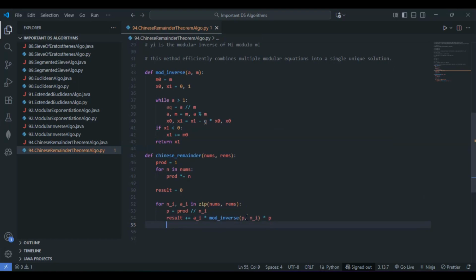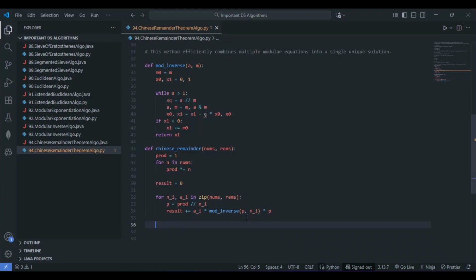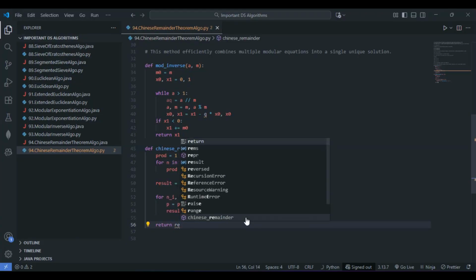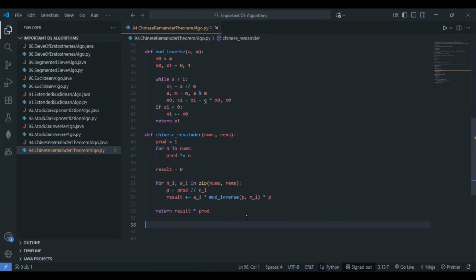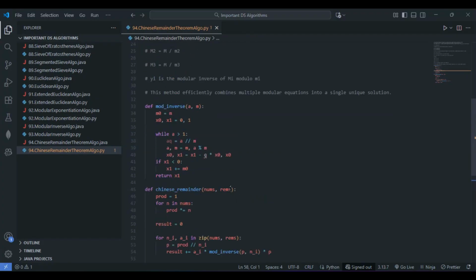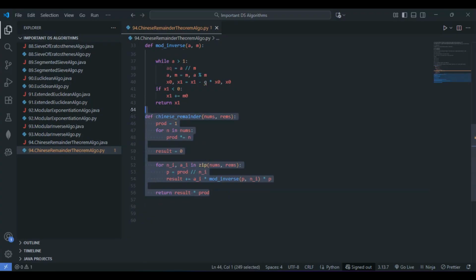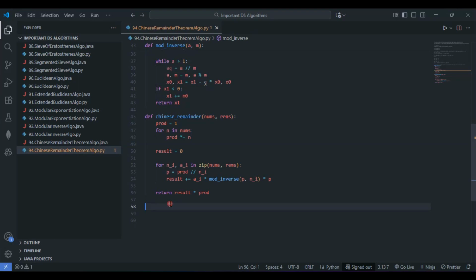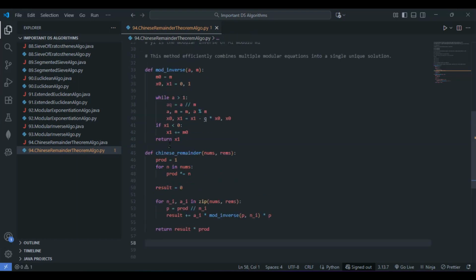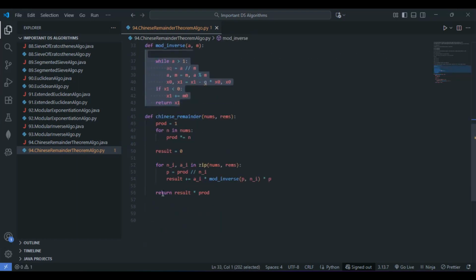Now let's do one thing. We are left with only one step. Nothing but here we have to return the result modulo total product, nothing but this one, for the unique solution, right? So I'll just go with return result mod prod actually. Yeah, this is fine. Now let's do one thing. So we are done with the algorithm. So this is it for the algorithm. Two functions. One is Chinese remainder, and another one is mod inverse, nothing but the modular inverse. We have made use of the extended Euclidean algorithm here. Yep. So this is fine.